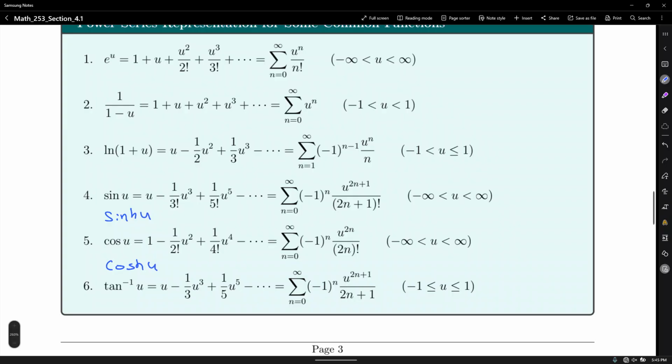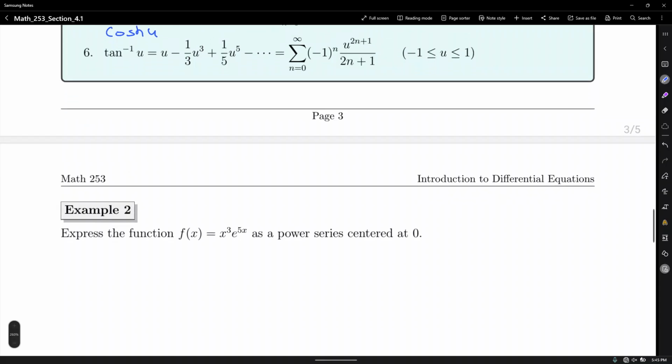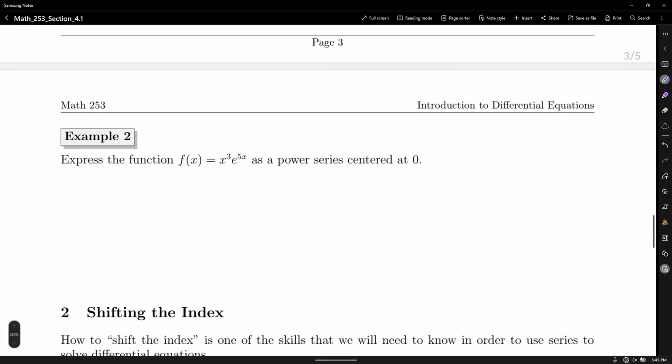I might give you those more formally later on in an assignment or something. Okay. Another calculus-type exercise. Express the function f of x equals x cubed e to the 5x as a power series centered at 0. I mean, we don't need to do anything.